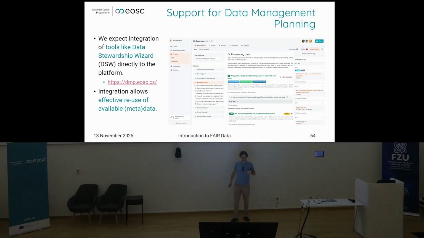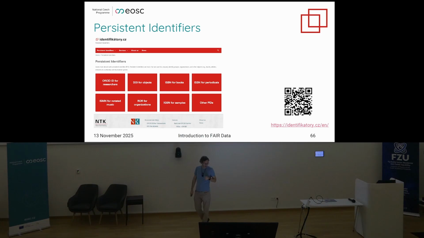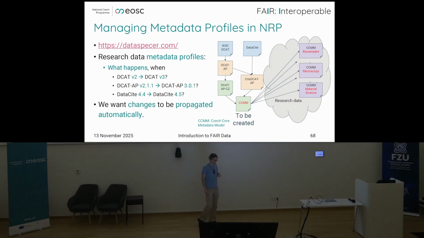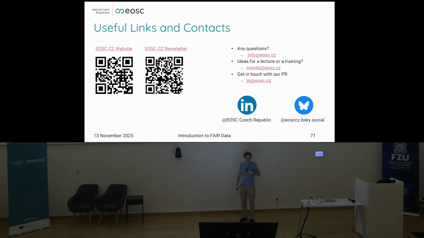This is a screenshot from the integrated data management planning tool, again machine actionable. We have persistent identifier support to be able to work with them. Licenses are important. We have a license chooser and support for working with licenses, and tools for working with formal descriptions of the metadata and updates of them, etc.